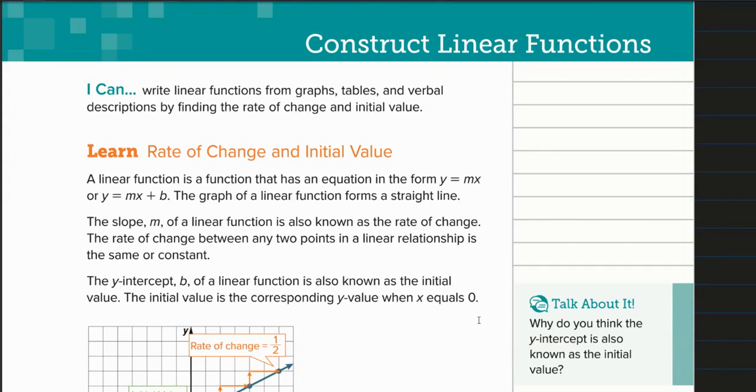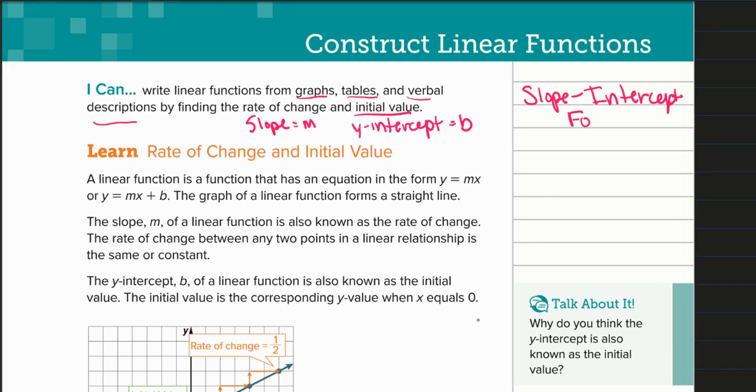All right, today we're going to talk about constructing linear functions. So we're going to write linear functions from graphs, tables, and verbal descriptions by finding the rate of change. Remember, that's slope, or our m value, and our initial value, which is our y-intercept, or our b value, and we are going to use slope-intercept form, which is y equals mx plus b. So we're going to use that equation.